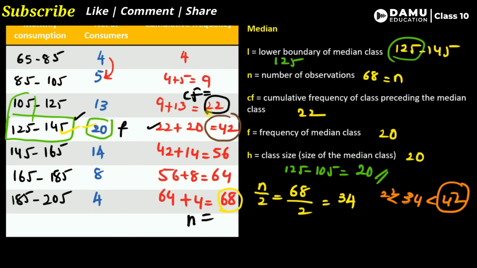So the preceding cumulative frequency is 22. The frequency of the median class is 20, and the class size, as we already calculated, is 20. Now we have to substitute in the formula and calculate. So what is the formula of the median?